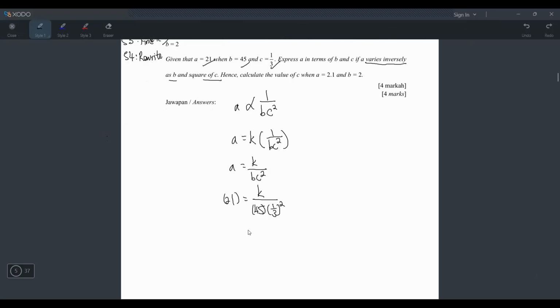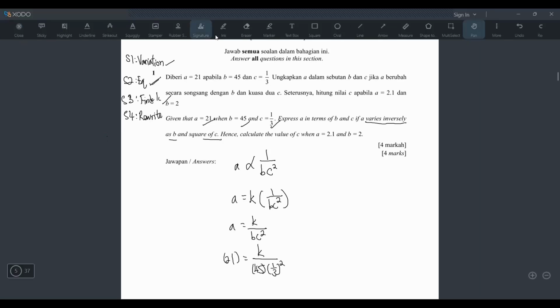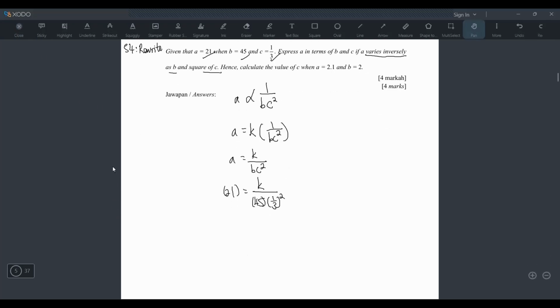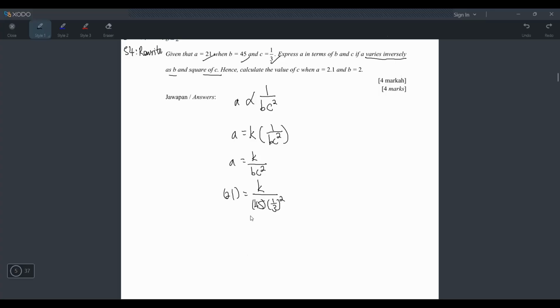Okay, now we can find K, right? So remember, whenever we do variation, it's always these 4 steps. Okay, doesn't matter Paper 1 or Paper 2, it's always these 4 steps. So we just have to remember lah. Okay, first thing, if I am you, I will do the power 2 first, right? So the K, I will just leave it. The 45, I will just leave it. And then the 1/3 square, I will do it. So you can use calculator and press bracket 1/3 close bracket, square, you get 1/9. Okay, and then now only I will do 45 times 1/9. So 45 times 1/9 is actually 45 divide 9. So you will end up with 5 here.